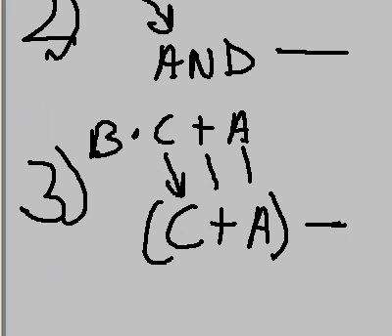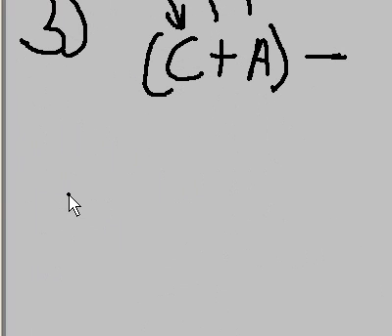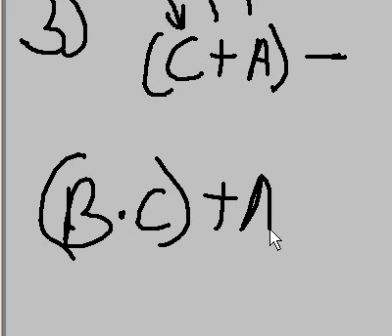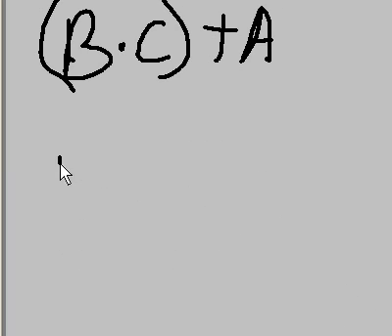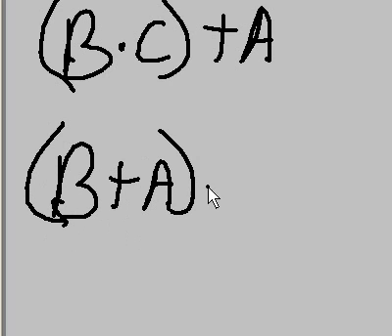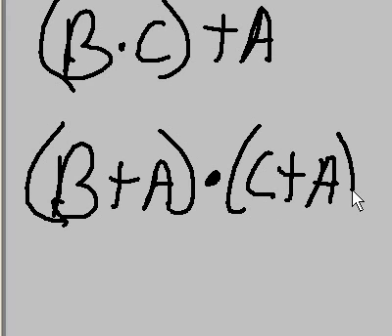That's it. That's actually it. So B ANDed with C ORed with A becomes B or A ANDed with C or A. Wow. And that works. That's exactly what the answer is.